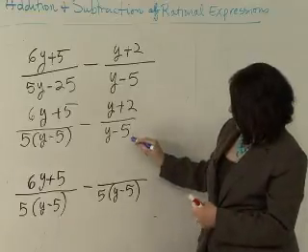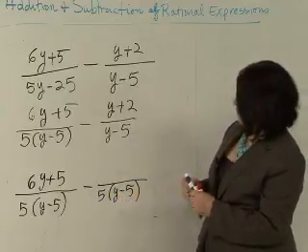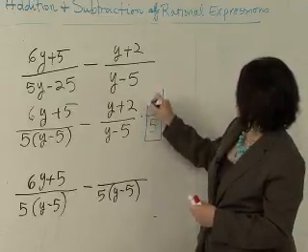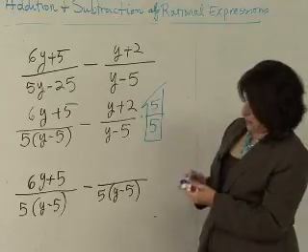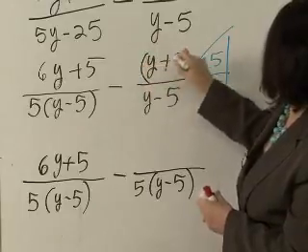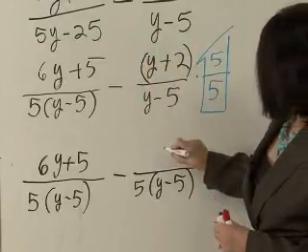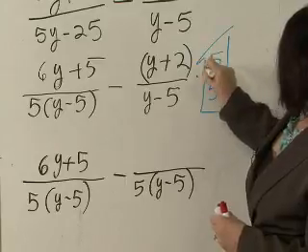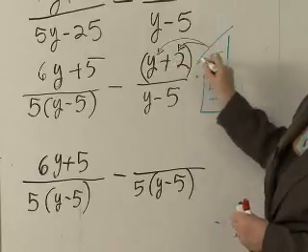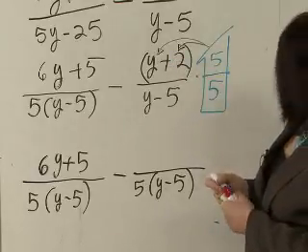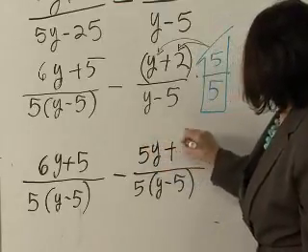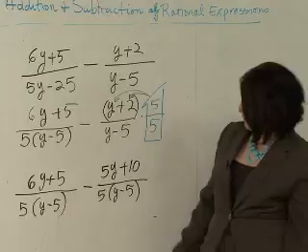Now here, I have y minus 5, but I need 5 times y minus 5. So what's missing here is 5. So I multiply top and bottom by 5. And so that gives me 5 times the quantity y plus 2. So this is the same as if you want to multiply, you really have to distribute. So you need to multiply the 5 times y and the 5 times 2. So that will give you 5 times y is 5y plus 5 times 2 is 10. So that would be your next step.